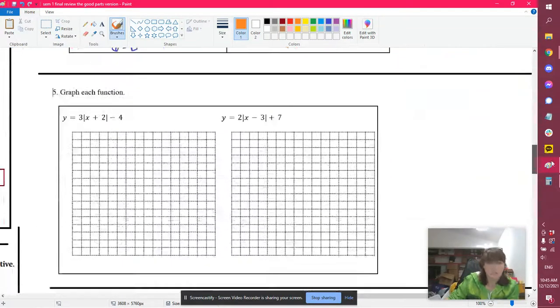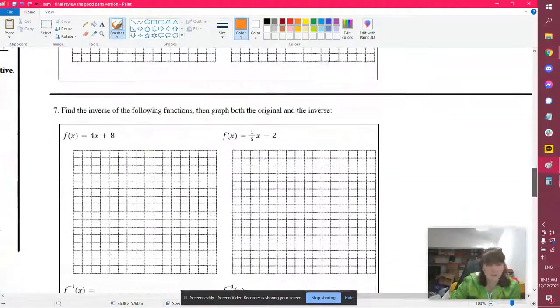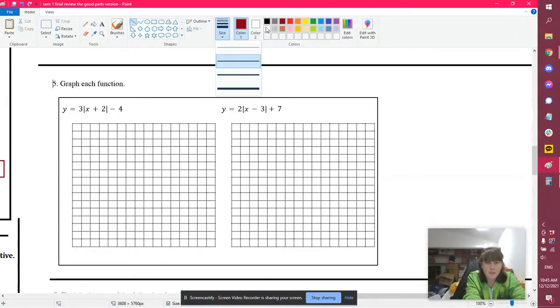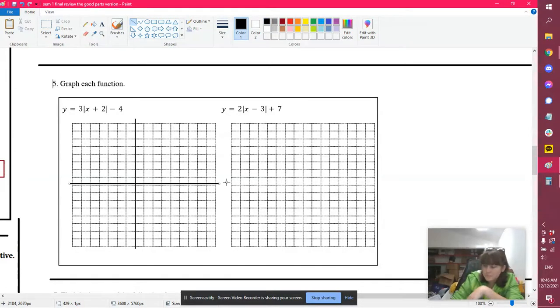Plus, 2 more. Let's go. Oh, 3 more, 4 more. 2 more types of problems, 2 each. Graph each function. All right, let's go. I'm going to draw in my axes first. I'm going to do it in black because it looks nice. Here we go.